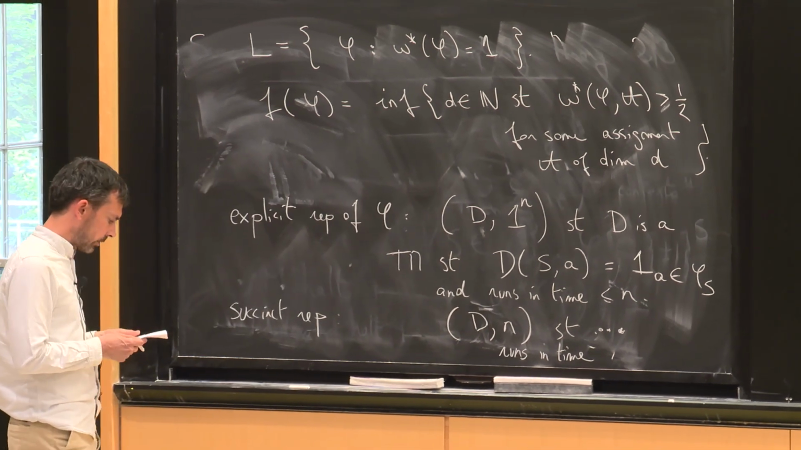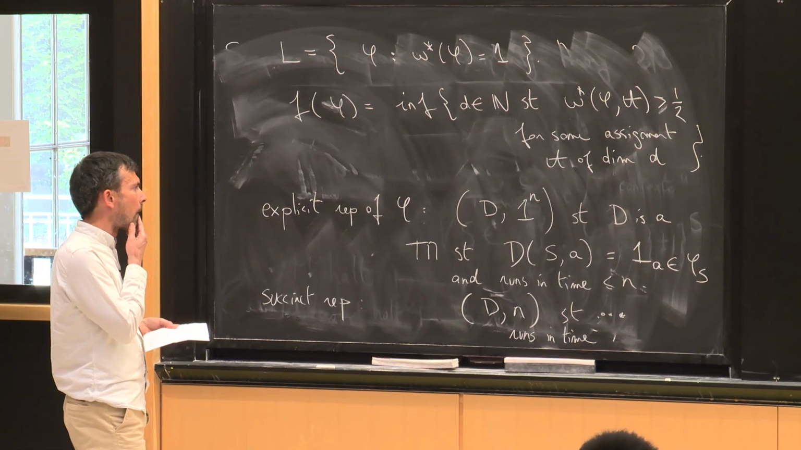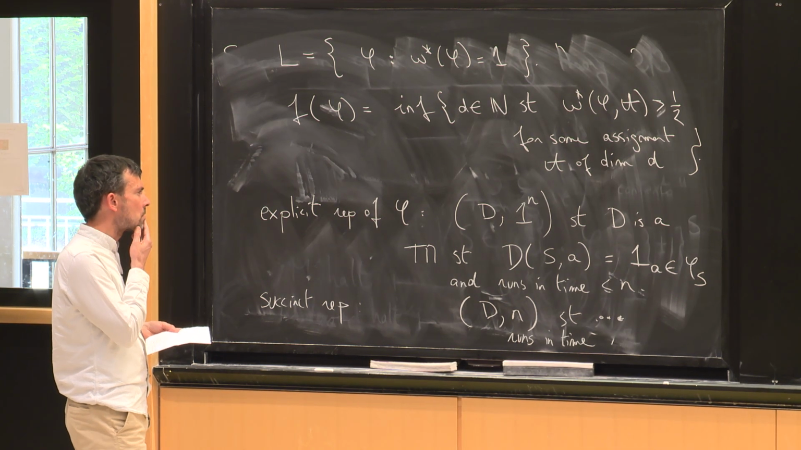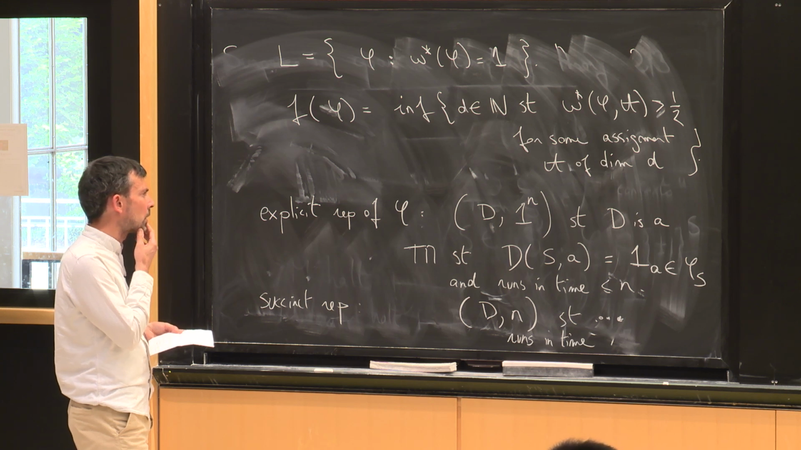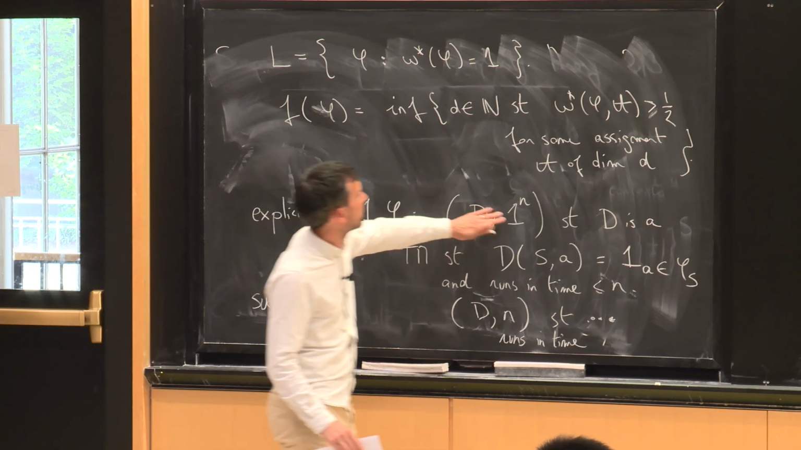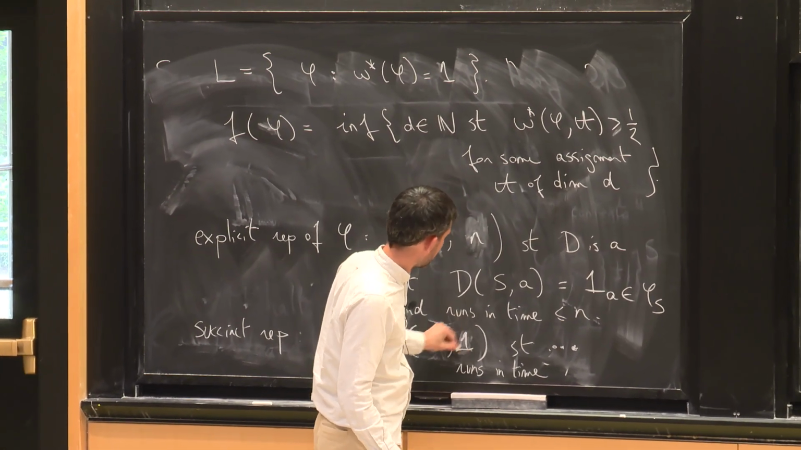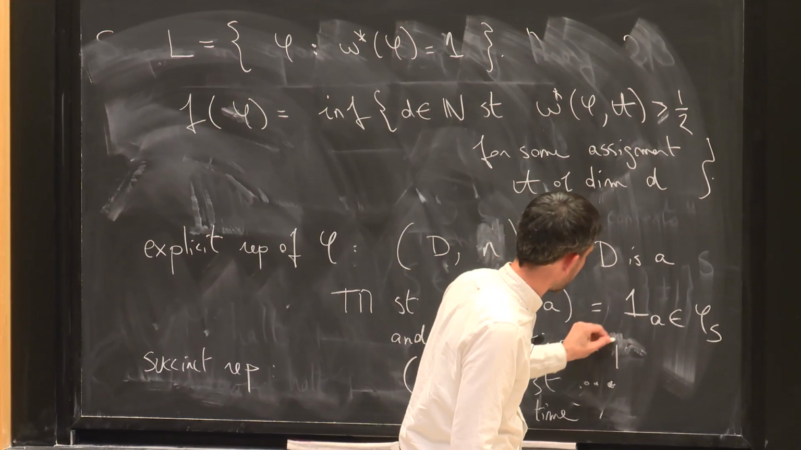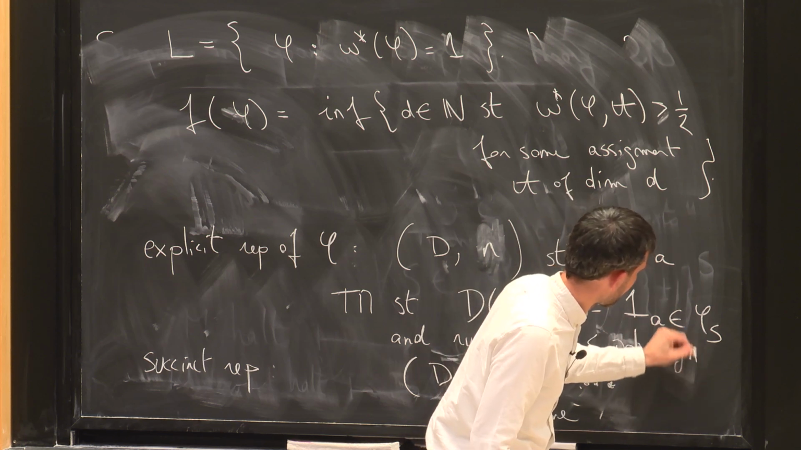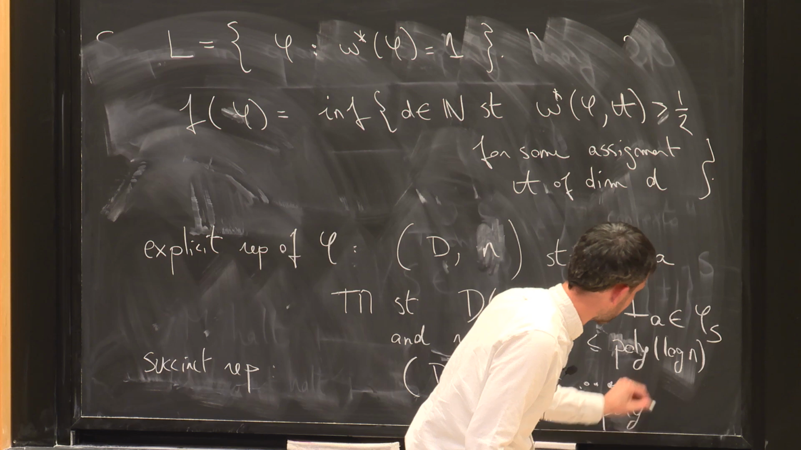Sorry, I think I did it the wrong way around. Yeah, it's the other way, sorry. So n and 1^n, and they run in time polynomial in this input. So here it runs in time polynomial in log n, the length of the description, and here it runs in time polynomial in n.